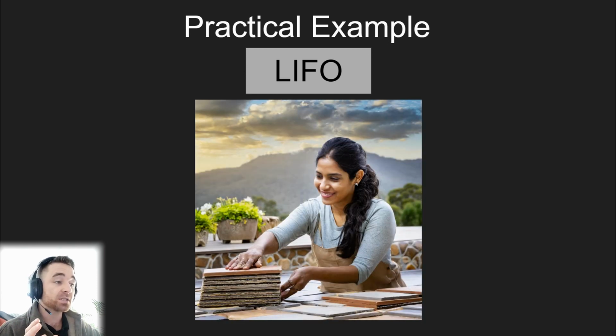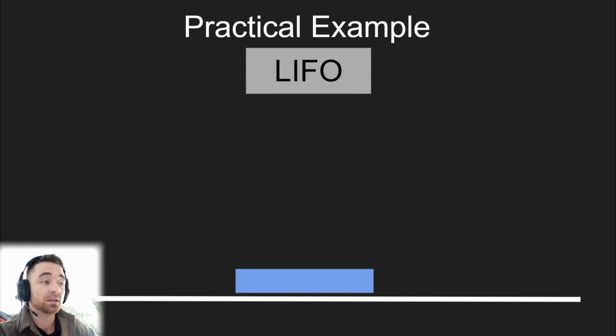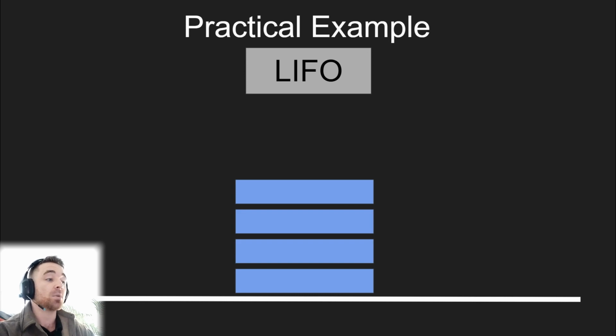So in first out, the first apple in is the first apple out, right? Last in, first out: the most recent tile or object that has come in, that's been placed on top, is also the most recent one that goes out.